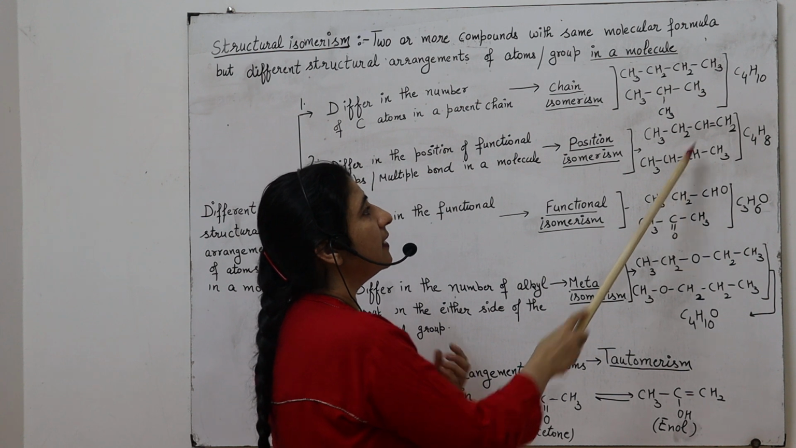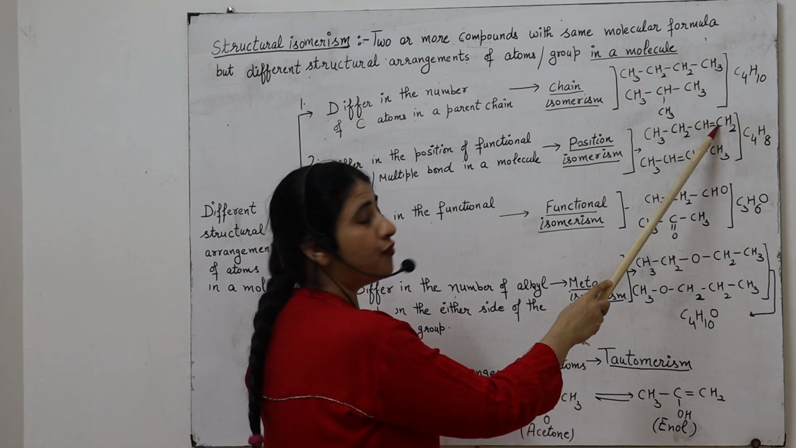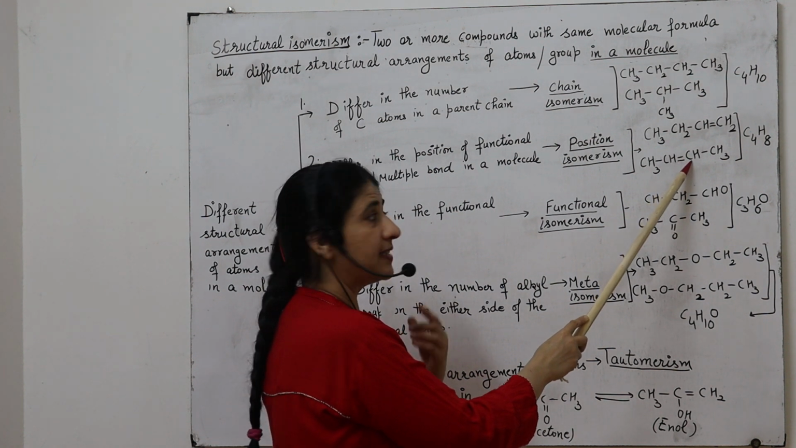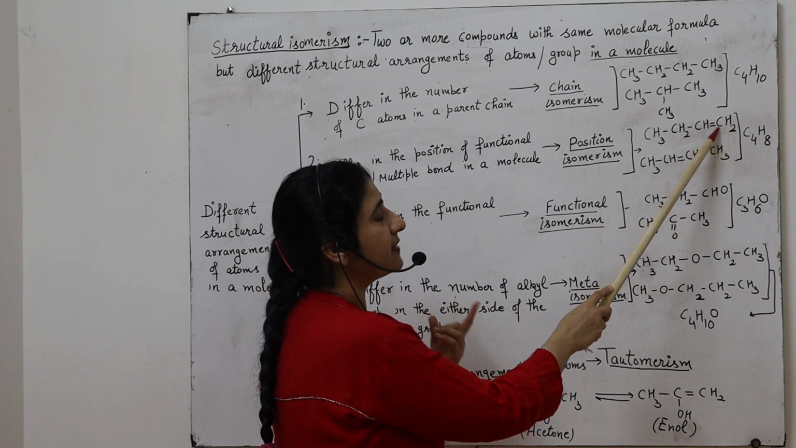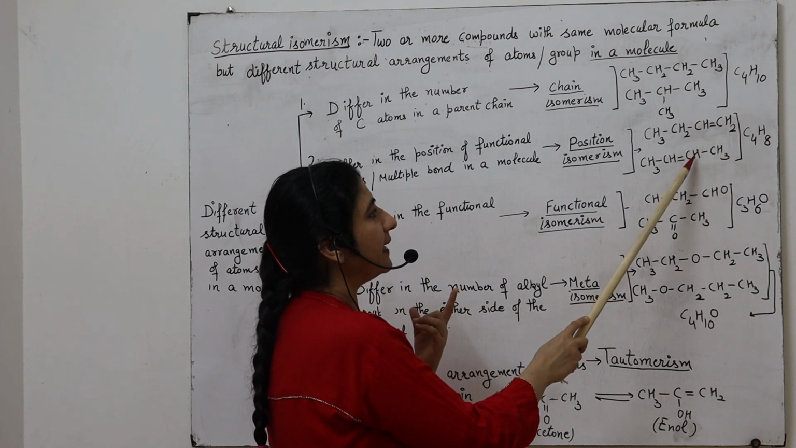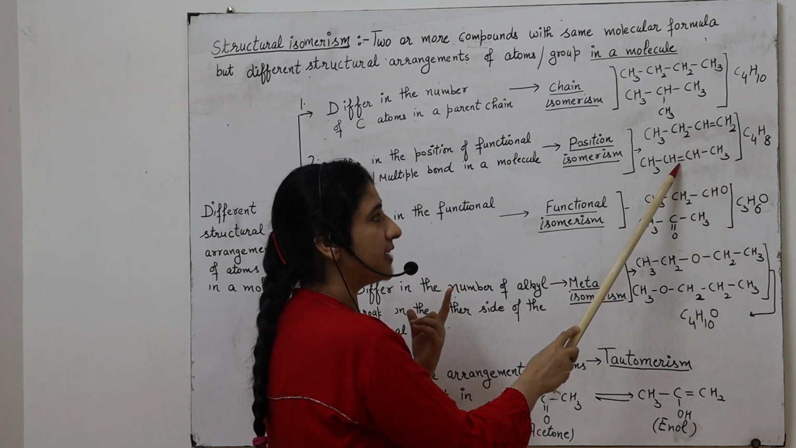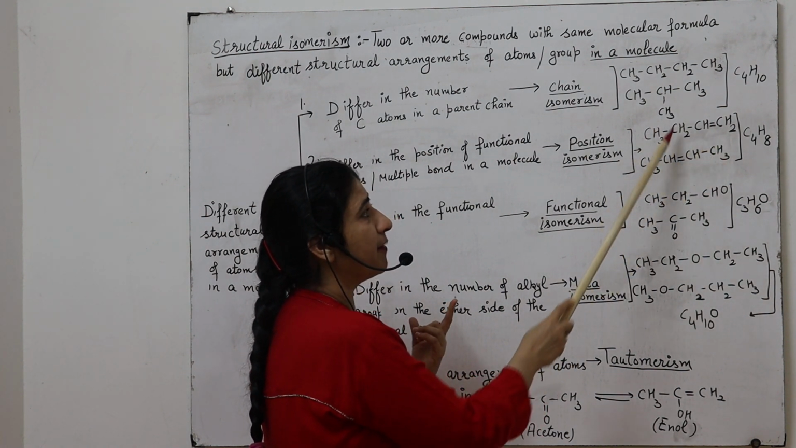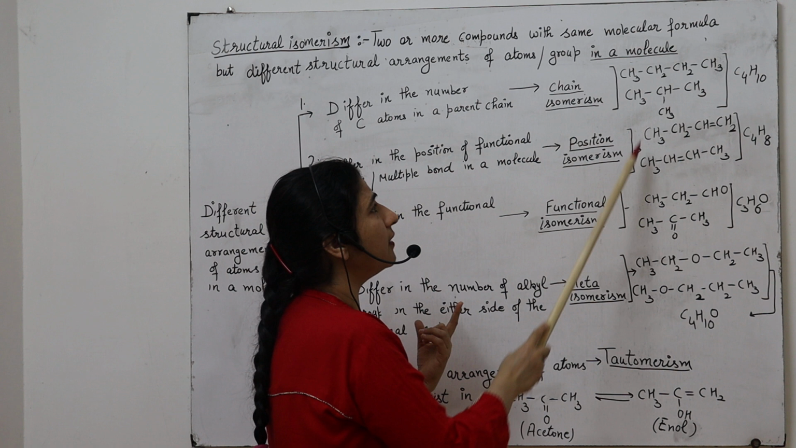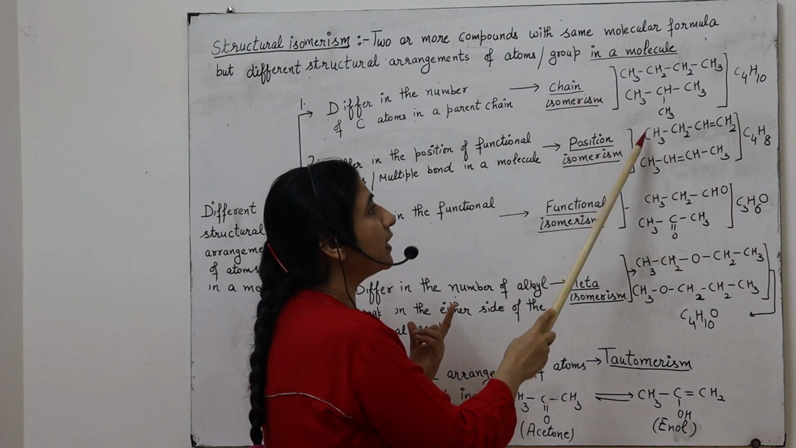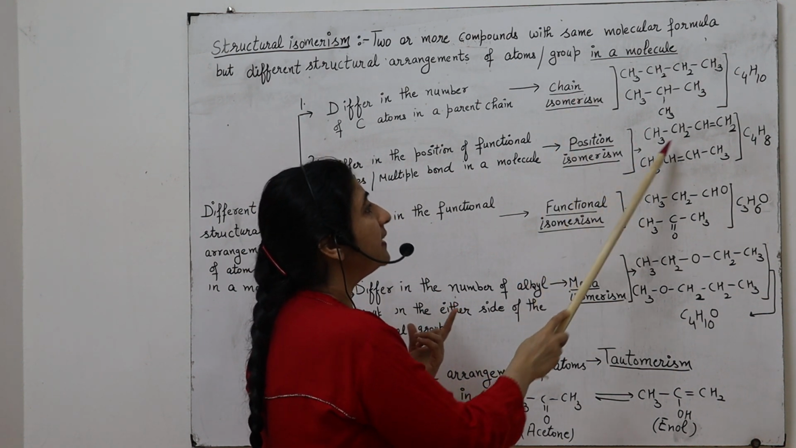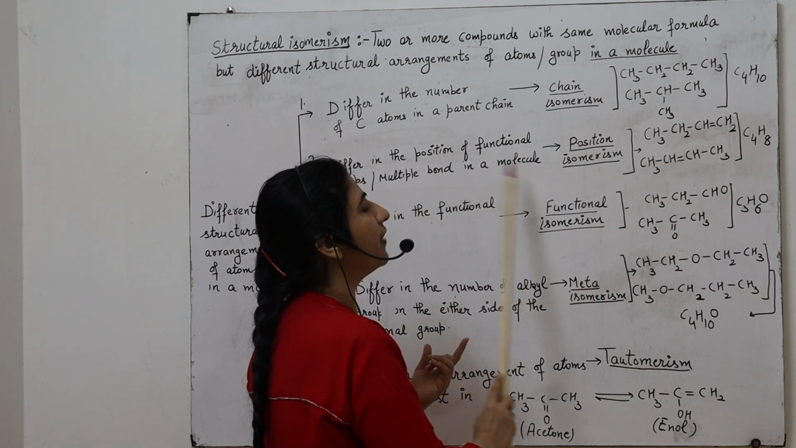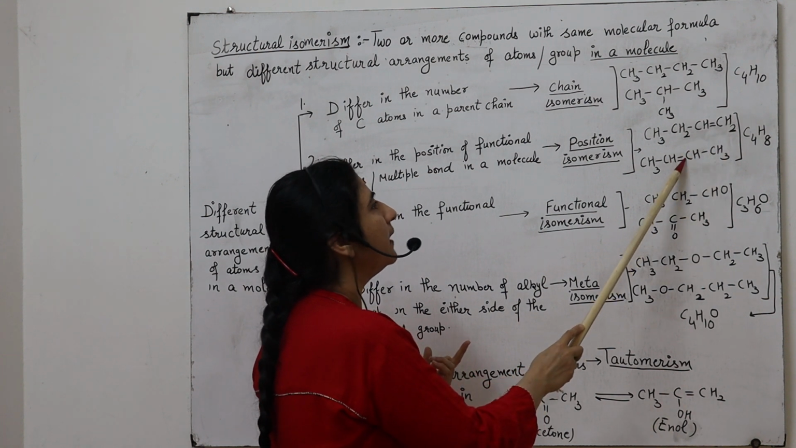In this case, the double bond is attached to the first carbon atom, and in this case the double bond is attached to the second carbon atom. The number of carbon atoms in the parent chain remains the same, so these are not chain isomers. These are position isomers because these two compounds are different due to a difference in the position of a functional group or multiple bond in a molecule.